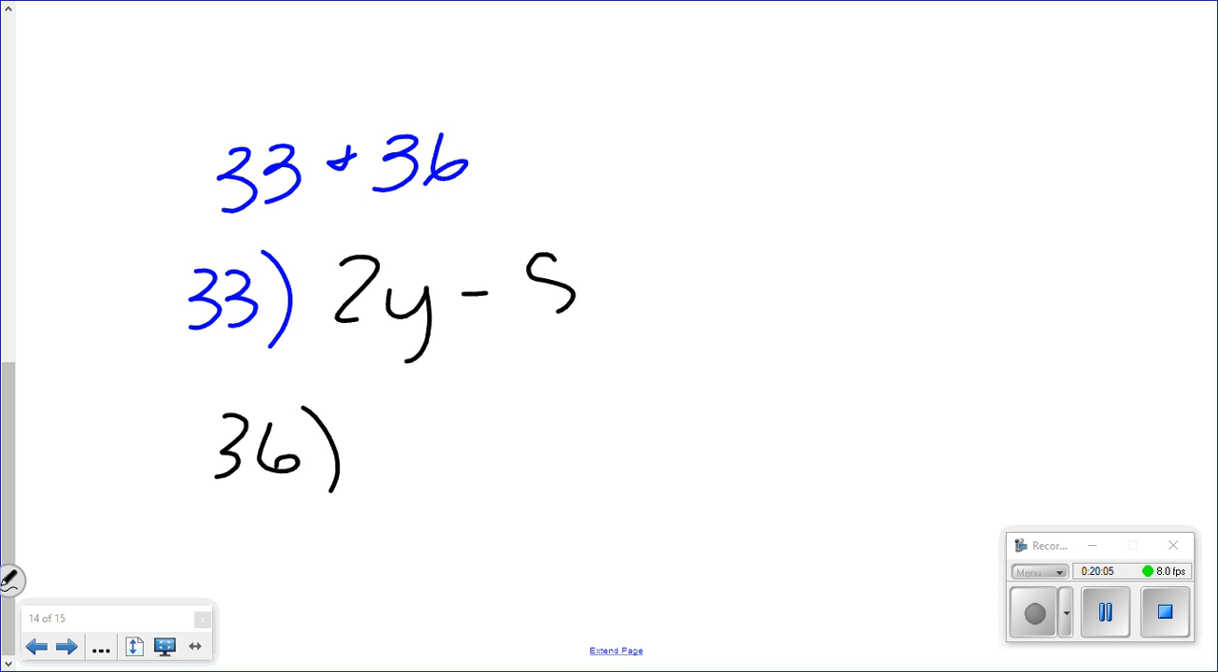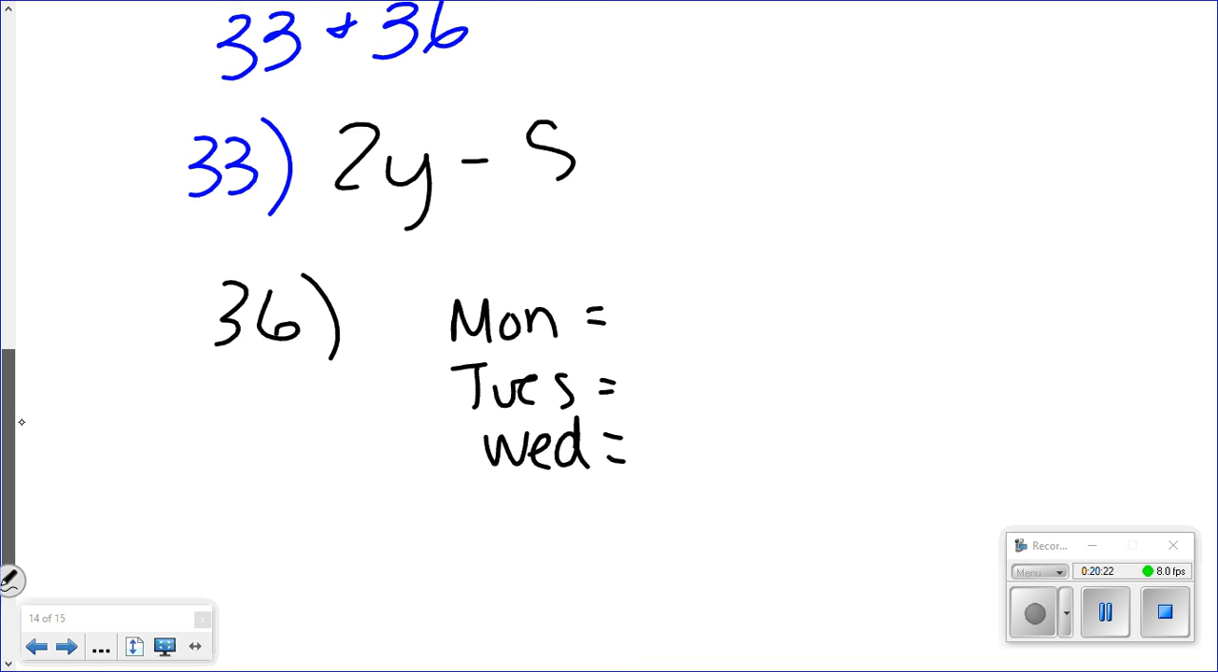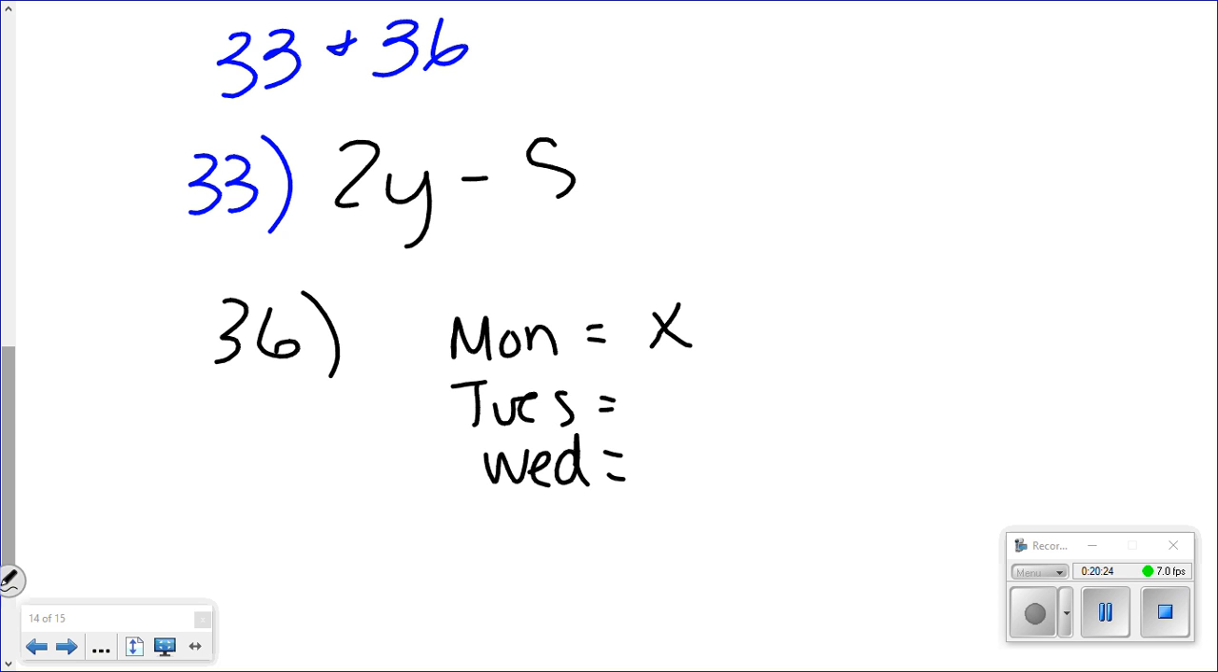Okay, so we know we have Monday, Tuesday, Wednesday again. So where should your lone x be? It should be Monday. Let me read it again. Monday, Rebecca spent $D. She spent 50 cents more on Tuesday. So what should Tuesday look like? Your x plus your 50 cents, right?